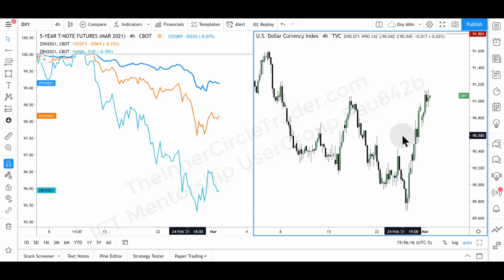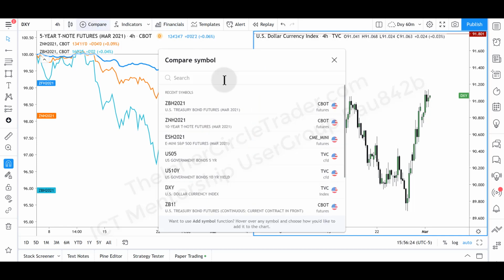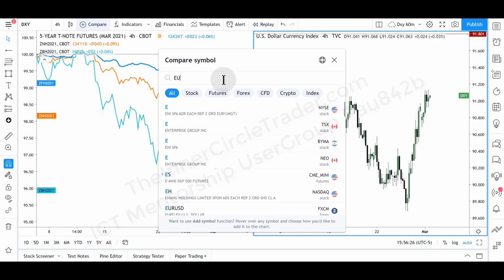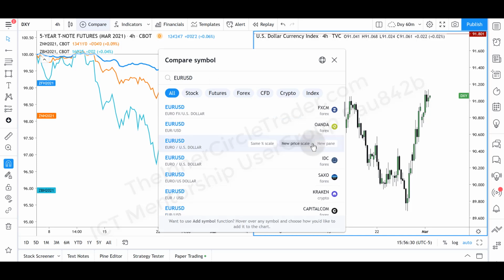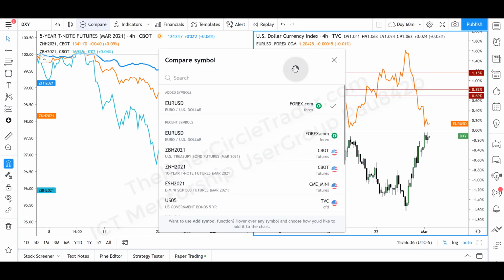Now if you have the dollar index and you want to put on the euro dollar to look for SMT divergence, and you'll learn what that is also, if you don't know what it is, don't worry. You're going to click on compare, and you'll add euro dollar. Don't hit return. Make sure you're grabbing the right one, forex.com. See it right there? That's the one we want. Okay, so that's overlaid.